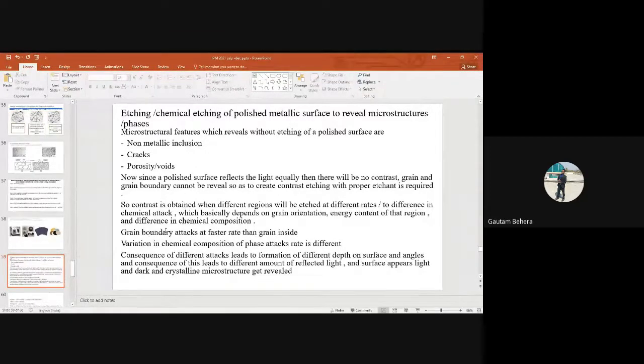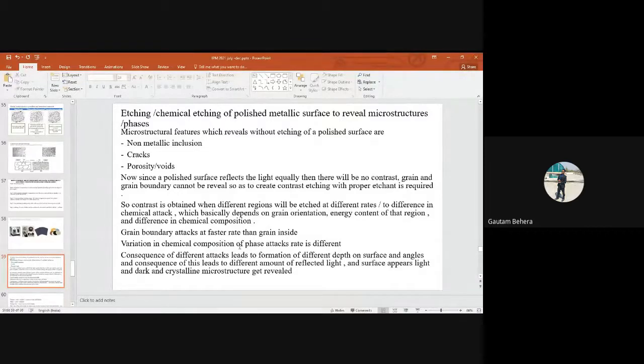For example, grain boundaries are attacked at a faster rate than the grain inside. Why? Because grain boundaries are higher energy regions. If something has higher energy, it will get attacked more or at a faster rate. But the grain has lower energy regions, so it will be attacked at a slow rate.